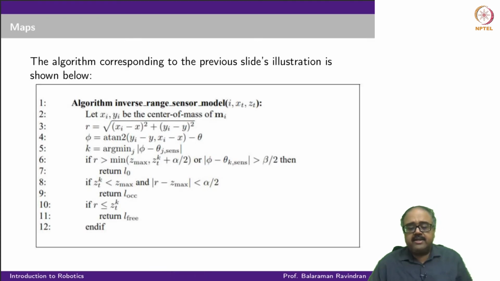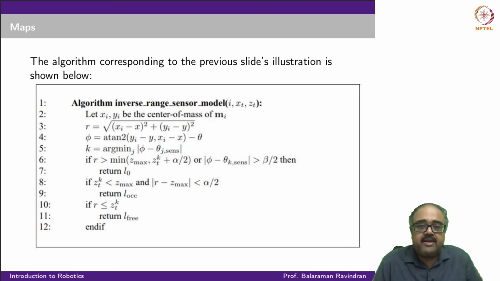So here is an algorithm that tells you what is being computed in the previous slide. I'm going to assume that the current state xt is given by x, y and theta.